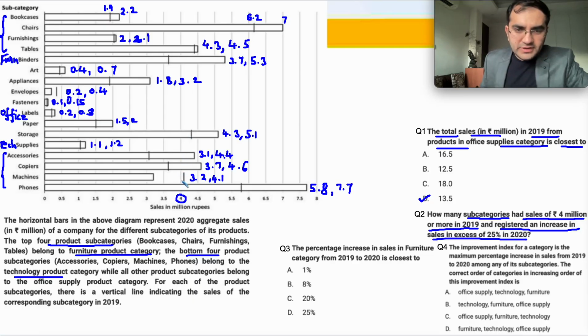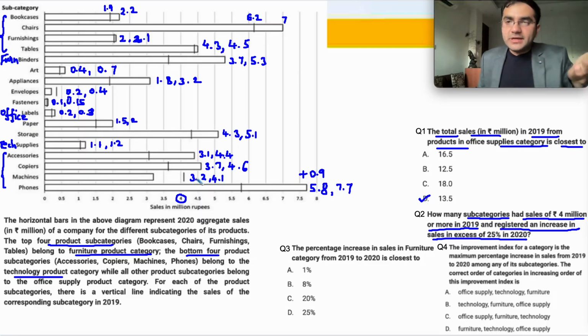नेक्स्ट इज ओवर हियर. दिस इज द वन. ये 2019 का वैल्यू ज़्यादा है. 3.2 to 4.1 is an increase of 0.9 and 3.2 divided by 4 is an increase. Why divided by 4? Because it's 25%. So 3.2 divided by 4 is 0.8. I need an increase of more than 0.8. I have an increase of 0.9. So therefore machines is part of the answer.